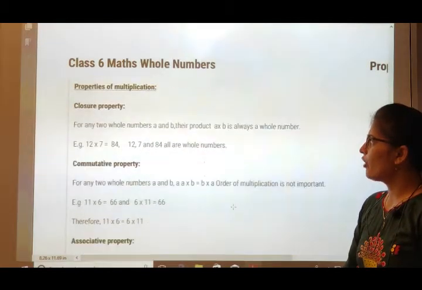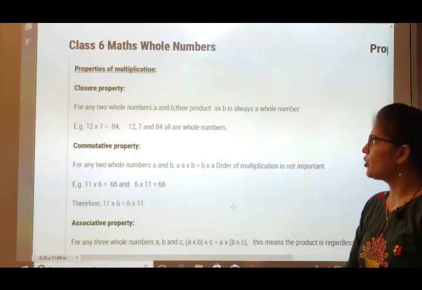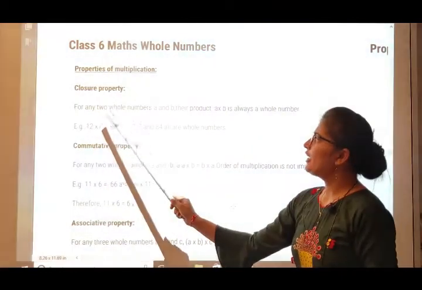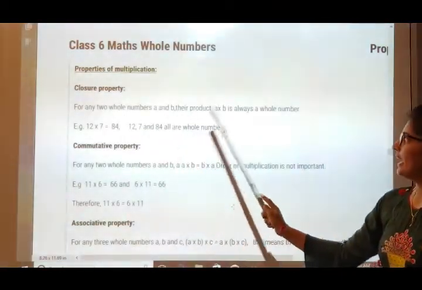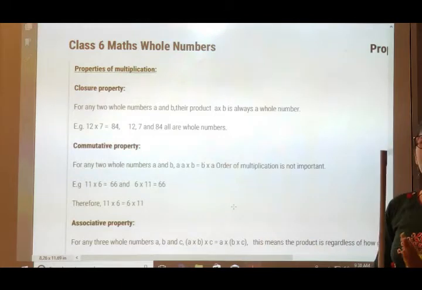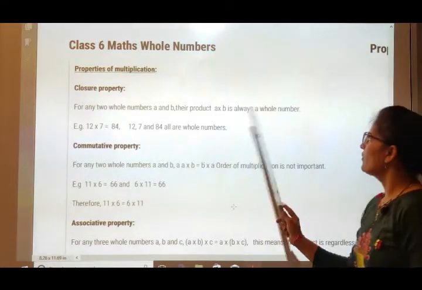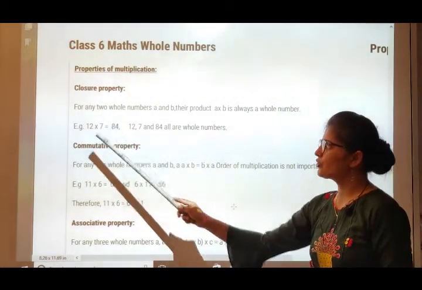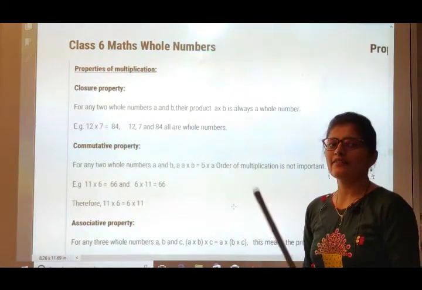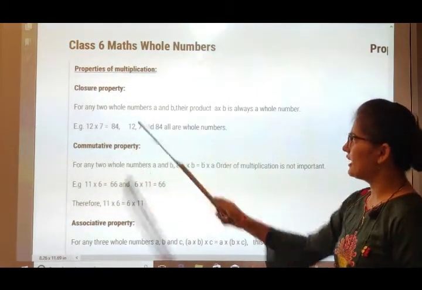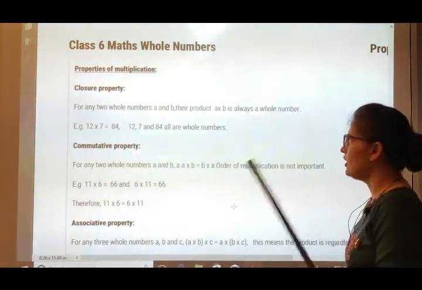Now properties of multiplication. First closure property. For any two whole numbers A and B, their product, meaning A multiplied by B, is always a whole number. Here you can see two whole numbers 12 and 7 are taken, and whatever answer you are getting is 84, that is also a whole number.